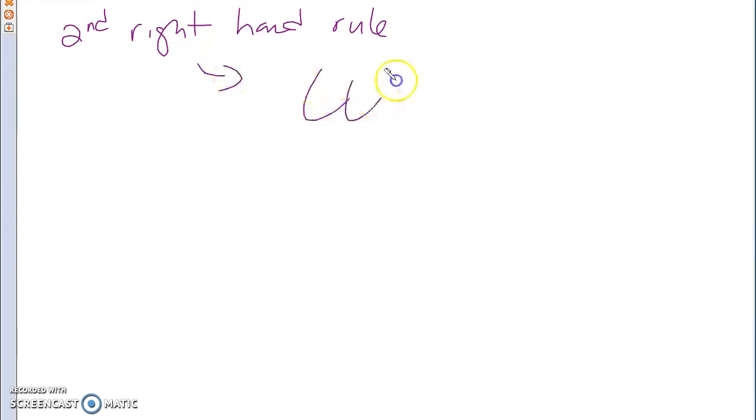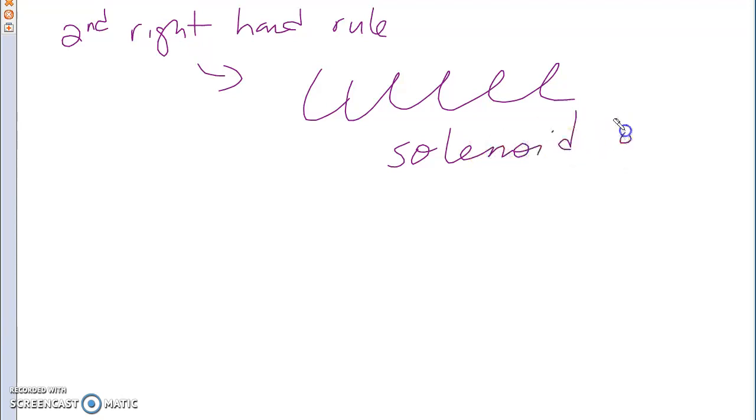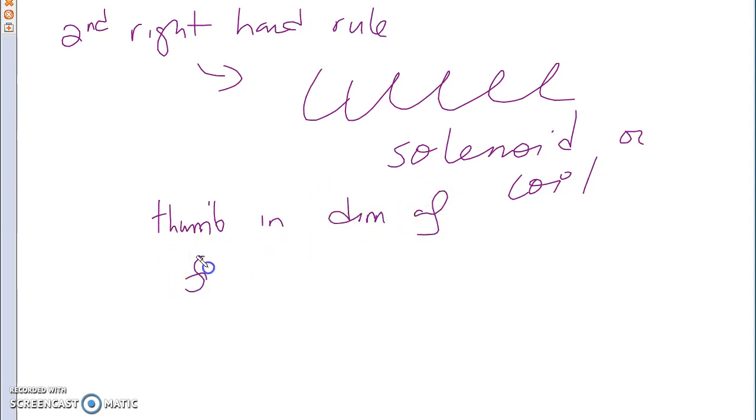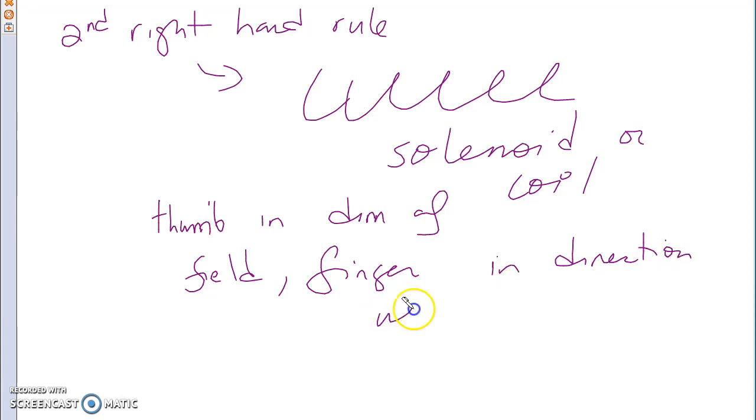Second right hand rule is for a solenoid or a coil. Basically, if I was to hold my solenoid in my right hand, my thumb would be in the direction of field, and fingers in direction of current. Okay, this was my second right hand rule.